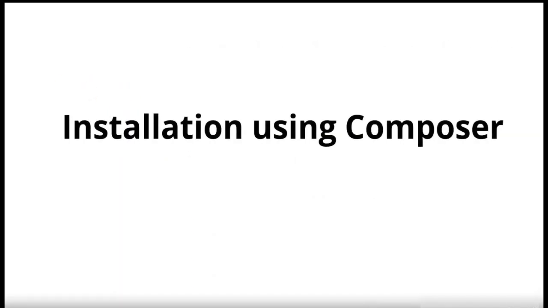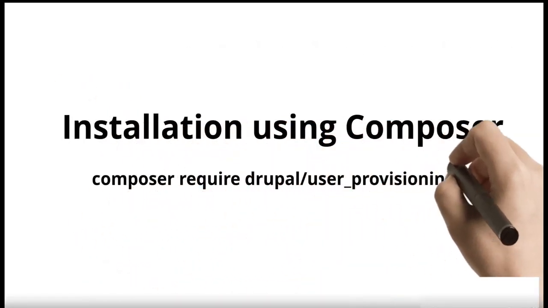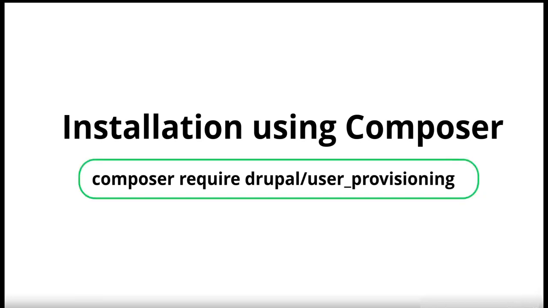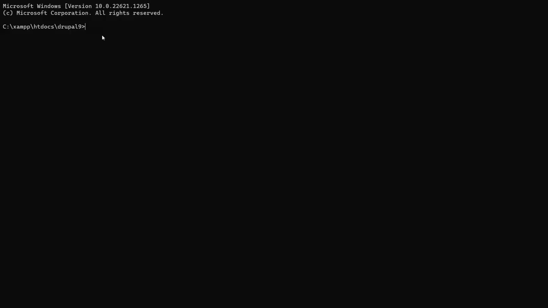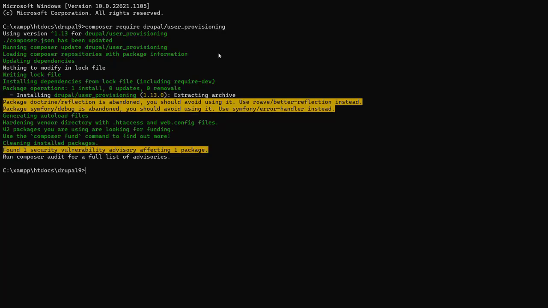Let's start with the first method, installation using Composer. On your screen, you would be able to see a Composer command. The same command will be present in the description of the video as well for your easy reference. Open the command prompt and navigate to the base location of the Drupal site and type in the Composer command. It will take a few seconds and the module will be added to your Composer directory.